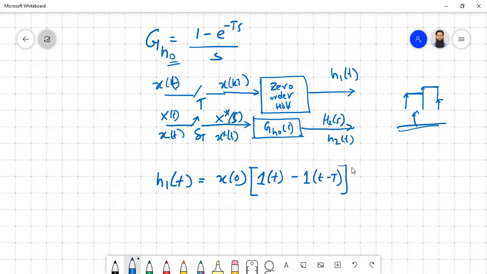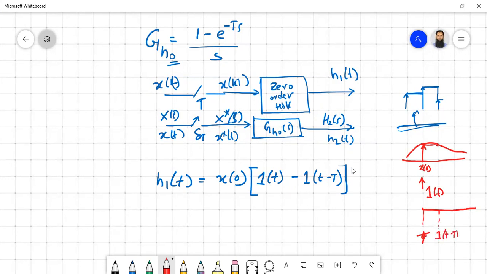Okay, so what does it mean? So from the continuous time signal, this is your continuous time signal. At any particular instant, you have this magnitude. So this is your x0. And this value will continue for the next period. Okay, so at this point, what is your step signal? 1(t) is basically a signal that will continue from that instant and it will go up to infinity. But what we need is from one period, 1(t), to the next T, but not more than that. So the next is basically 1(t minus T).